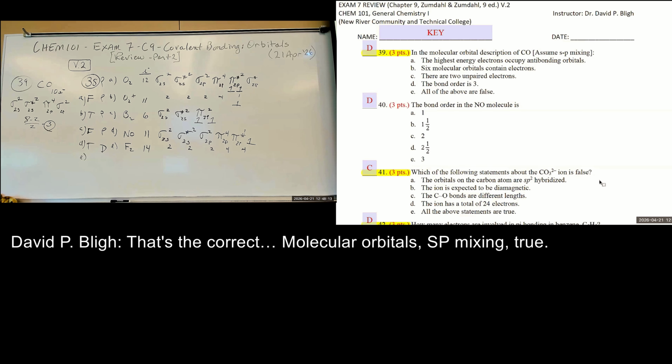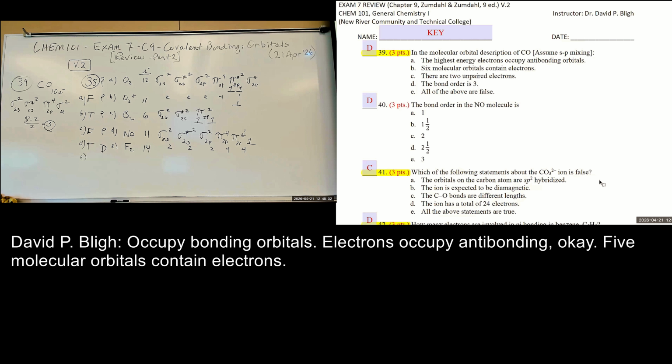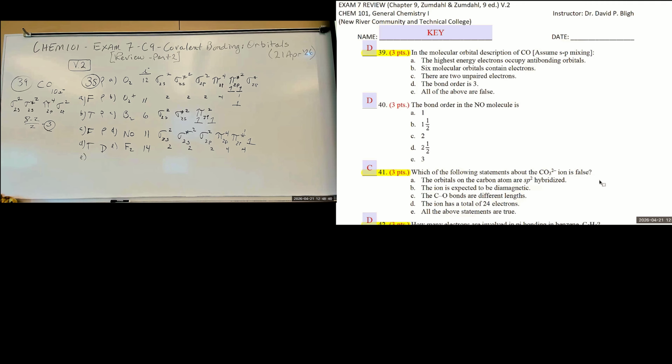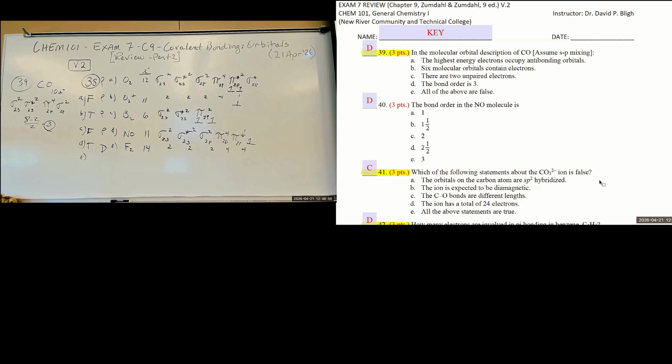Okay. That's the correct molecular orbital, sp mixing, true. Highest energy electrons occupy bonding orbitals. Highest energy electrons occupy antibonding. Okay. 5 molecular orbitals contain electrons. One, two, three, four. No, 6 molecular orbitals contain electrons.